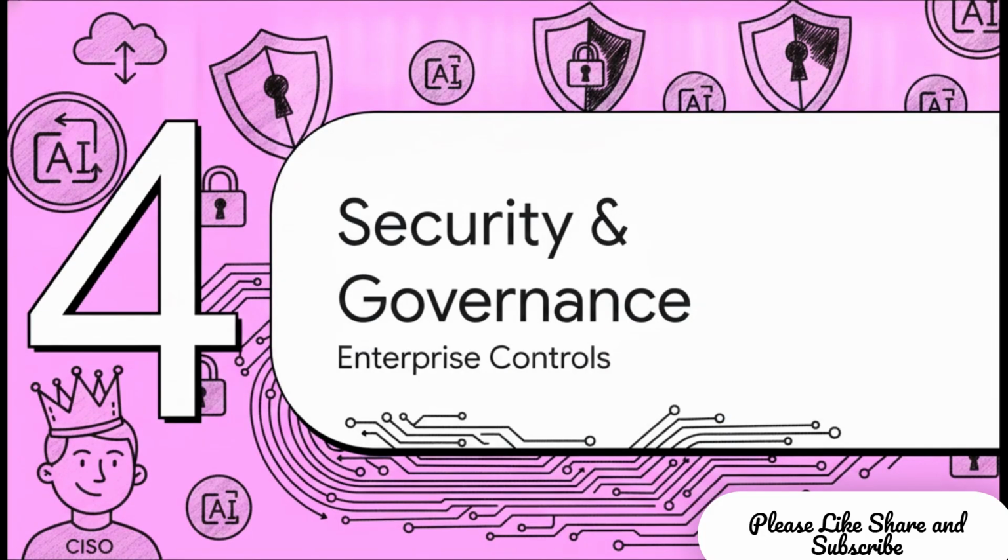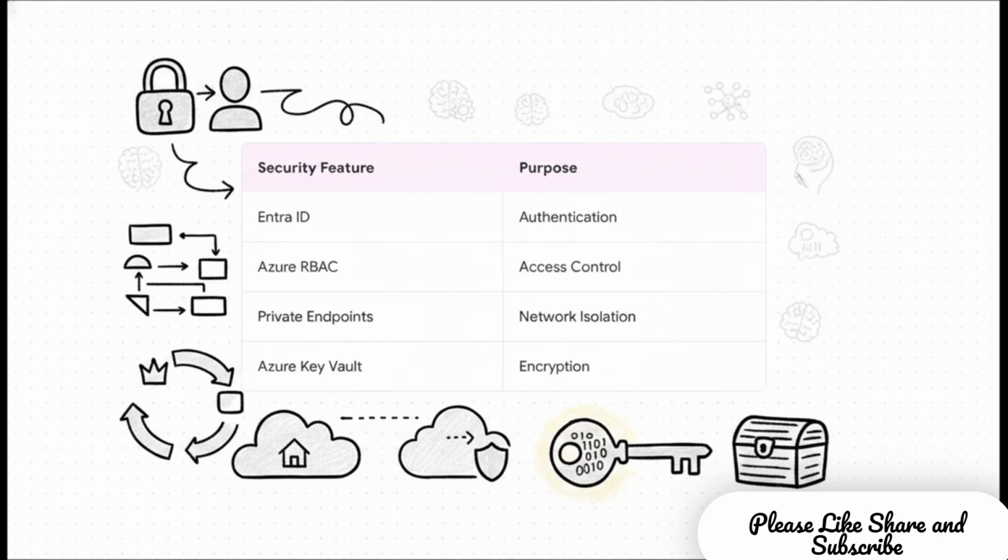Section 4. Security and governance, enterprise controls. Take a mental screenshot of this mapping because it connects exact Azure security tools to specific enterprise pain points. You secure user identity and authentication through Microsoft Entra ID. You manage who can do what with Azure Role-Based Access Control, or RBAC. You isolate your network traffic completely from the outside world using private endpoints. And for managing your encryption keys securely, you leverage Azure Key Vault. It's the whole shebang for enterprise security.